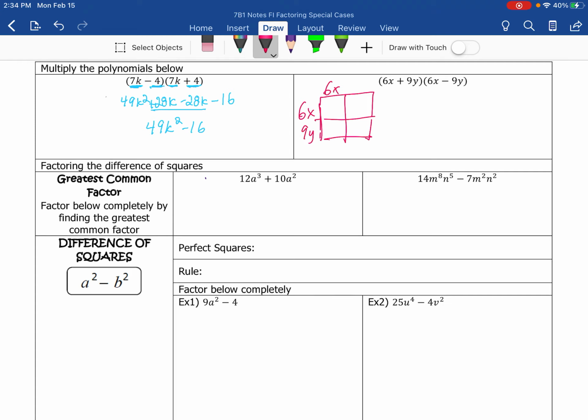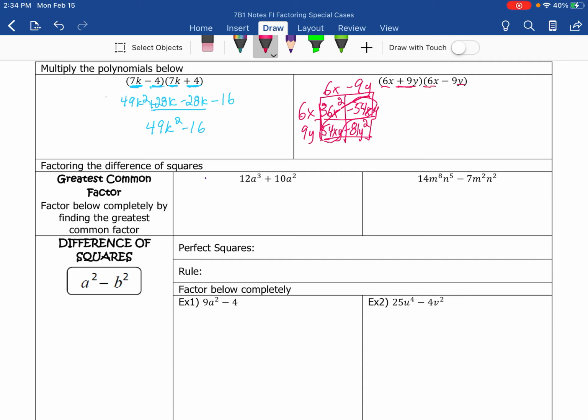Okay, next one, just really quickly, I'll do a box method. For those of you that do the box method, I have 6x plus 9y times 6x minus 9y. That's going to be 36x squared minus 54xy. This is positive 54xy. This is negative 81y squared.